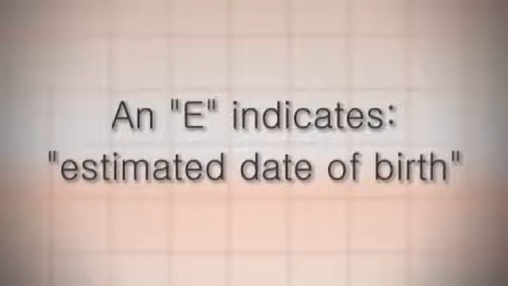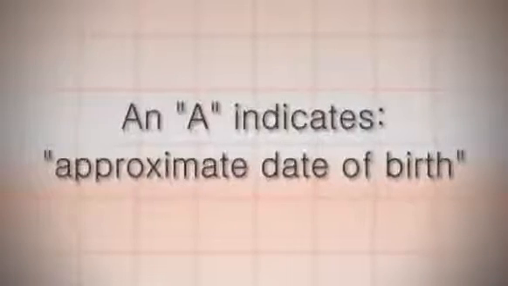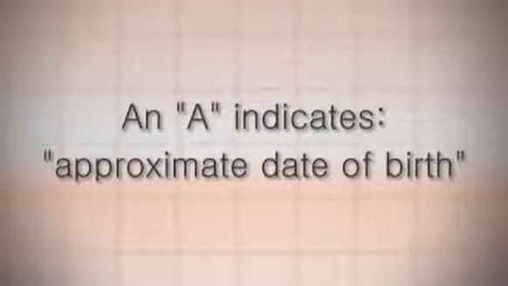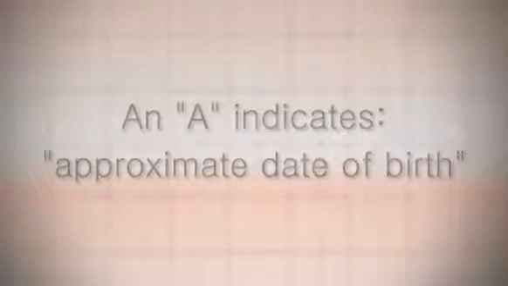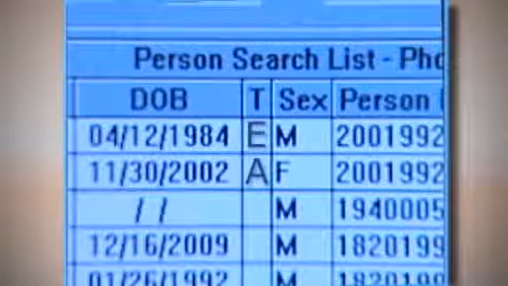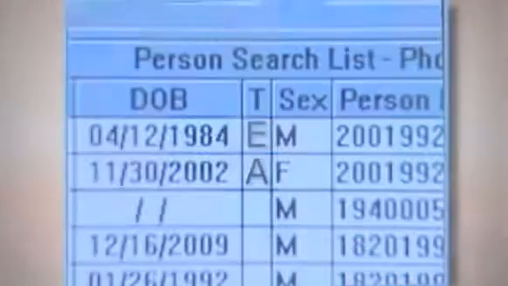results in or out. An A indicates an approximate date of birth. These are considered when scoring search results. And a blank in the type field means that the date of birth displayed is the exact date of birth. The types of date of birth are factors to be considered when evaluating individuals.